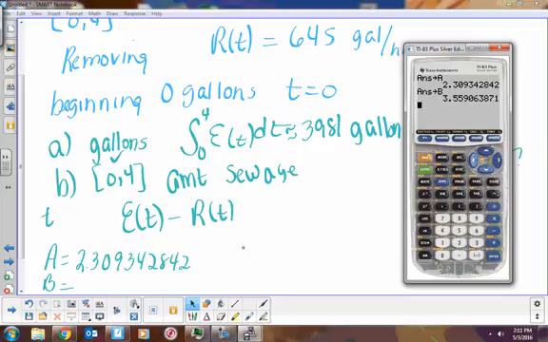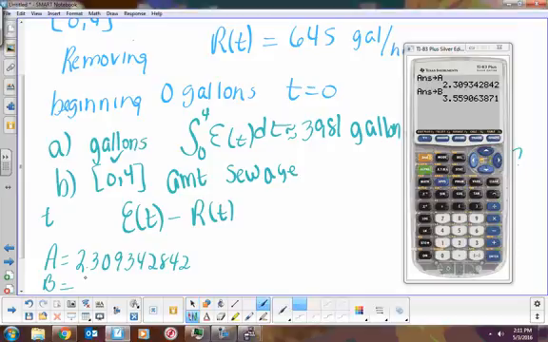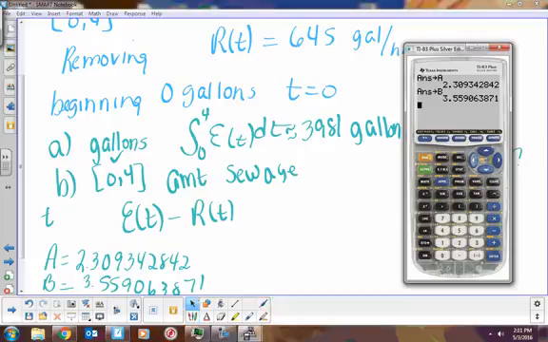Okay, and then we're going to write down that B is 3.559063871. Okay? So, let's go back to our graph. What did we already say? They wanted the greatest. What does greatest mean? Maximum. So which one are we not going to consider? We're not going to consider the B because that's going from negative to positive.